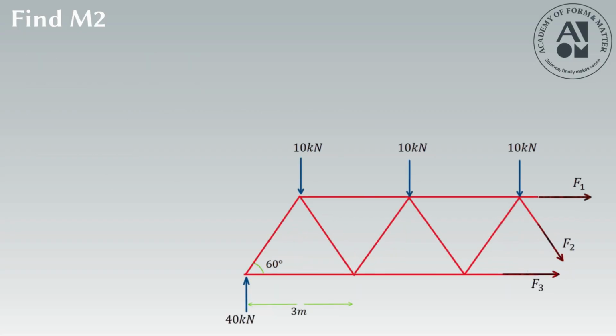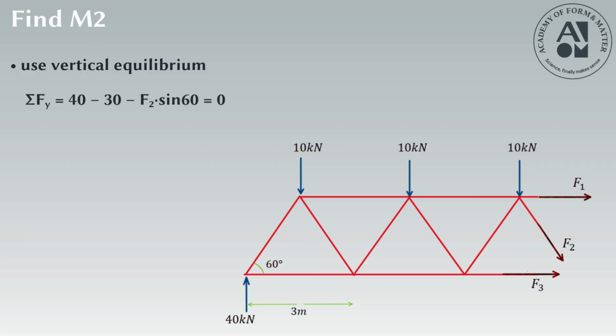Finally, we find the diagonal force, M2. Now we use vertical equilibrium. On the left section, the upward reaction is 40 kilonewtons. 3 vertical loads of 10 kilonewtons act downward. The remaining vertical balance comes from the diagonal force. So, 40 minus 30 minus F2 times sine 60 equals 0. Solving gives F2 equals 11.5 kilonewtons. The result is positive. So M2 is in tension.